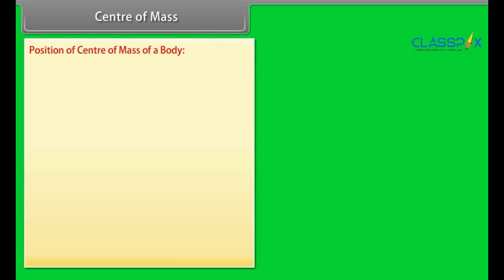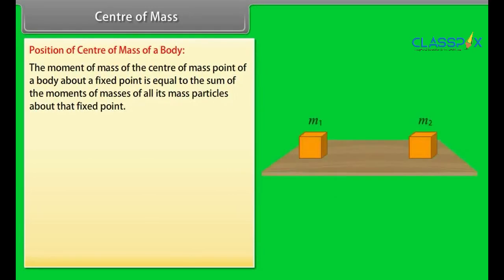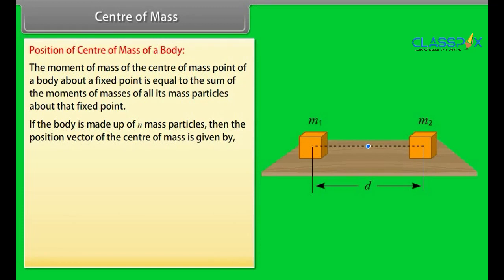Position of center of mass of a body. The moment of mass of the center of mass point of a body about a fixed point is equal to the sum of the moments of masses of all its mass particles about that fixed point. If the body is made up of n mass particles, then the position vector of the center of mass is given by r vector = (m1 r1 vector + m2 r2 vector + ... + mn rn vector) / (m1 + m2 + ... + mn).